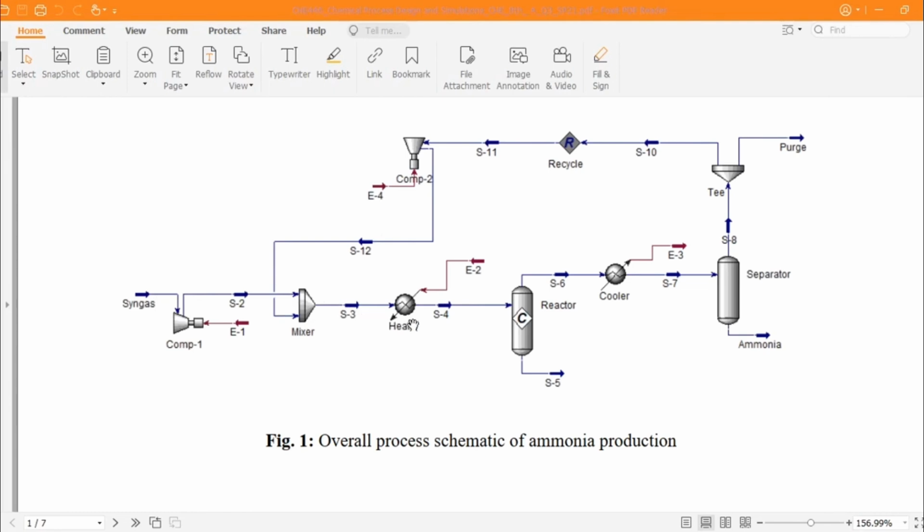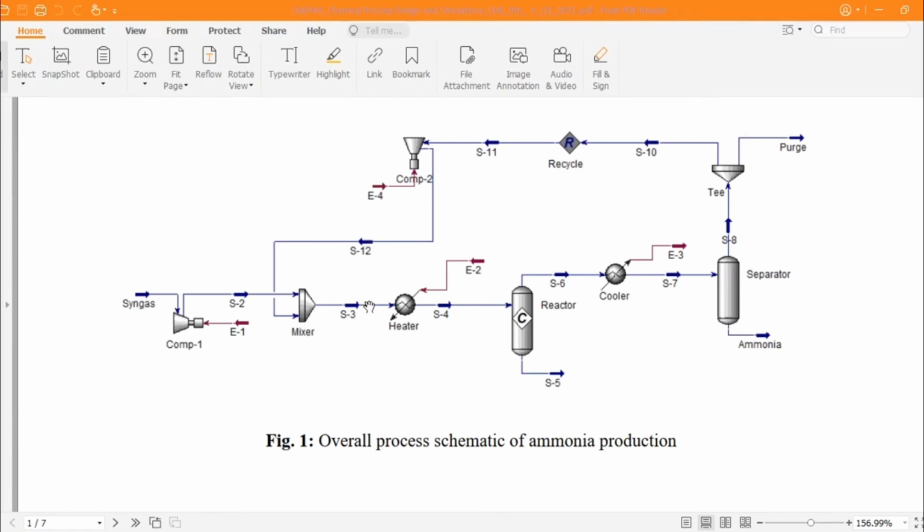Syngas is first compressed, then passed through the heater, then sent to the conversion reactor, then cooled down, followed by separation. Ammonia is obtained from the bottom of the separator, while the top vapor stream, which contains a fraction of nitrogen, hydrogen, and other components in the feed, is partly purged, while the remaining portion is recycled. Once recycled, it is again compressed to meet the required pressure of the system, and then it is recycled back. So this portion is the recycling portion.